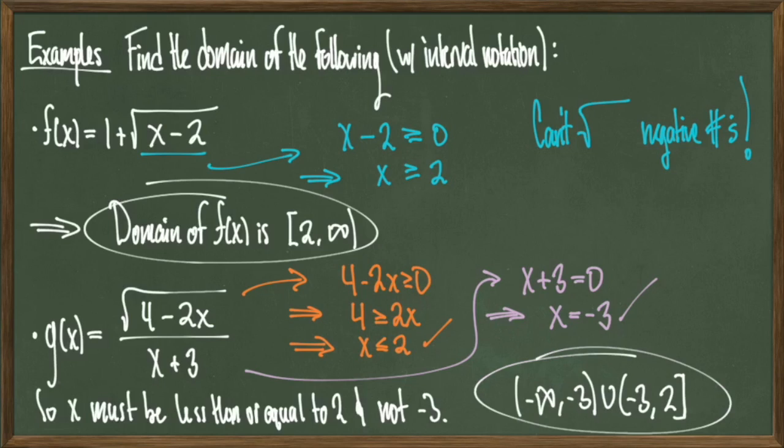Compiling all this into interval notation, I get the open interval from negative infinity to negative 3, union with negative 3 to 2, closed at 2. Notice that this interval is actually the interval from negative infinity to 2, closed at 2. However, I have skipped over the x value negative 3 because I cannot allow that to be in my denominator. Therefore, I found the domain of G.